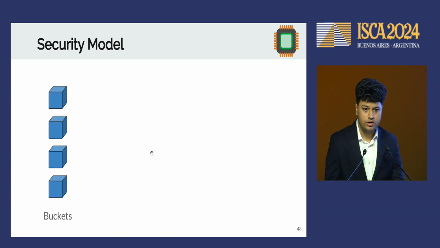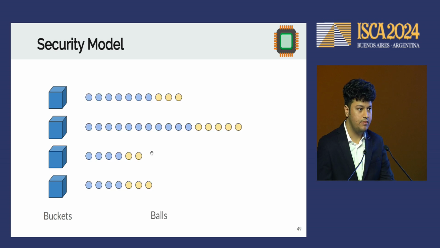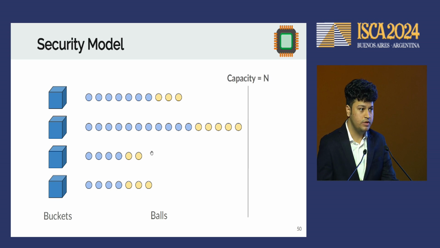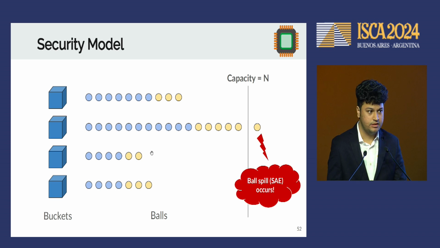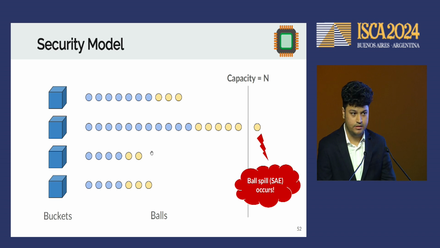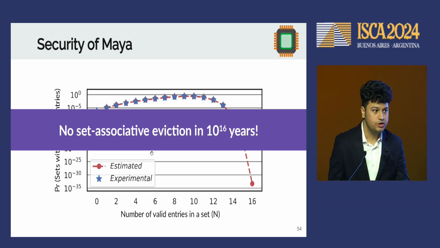For the security model, we use a bucket and ball model. Here, buckets represent cache sets, and balls represent cache lines. There is a capacity to how many balls a bucket can hold, and in case a bucket exceeds this capacity, we get a ball spill, or an SAE. Here we show that the probability of getting a ball spill or an SAE is extremely low with Maya. Maya can ensure no set-associative evictions in more than 10^16 years.